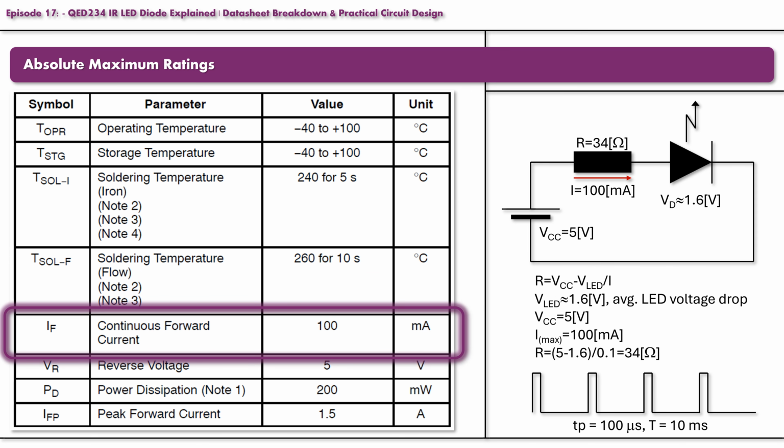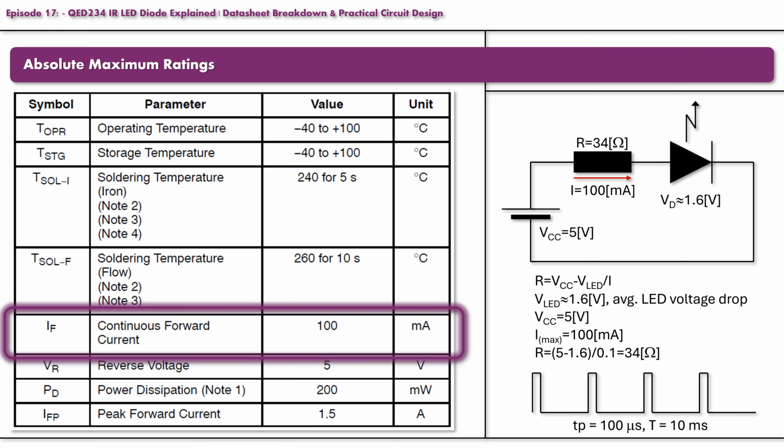The next parameter indicates that the diode can withstand a continuous forward current of 100 mA. Let's put together a simple circuit to demonstrate this. The circuit uses a 5-volt power supply, a 34-ohm current-limiting resistor, and an average LED forward voltage drop of about 1.6 volts. Under these conditions, the resulting current through the circuit is approximately 100 mA.